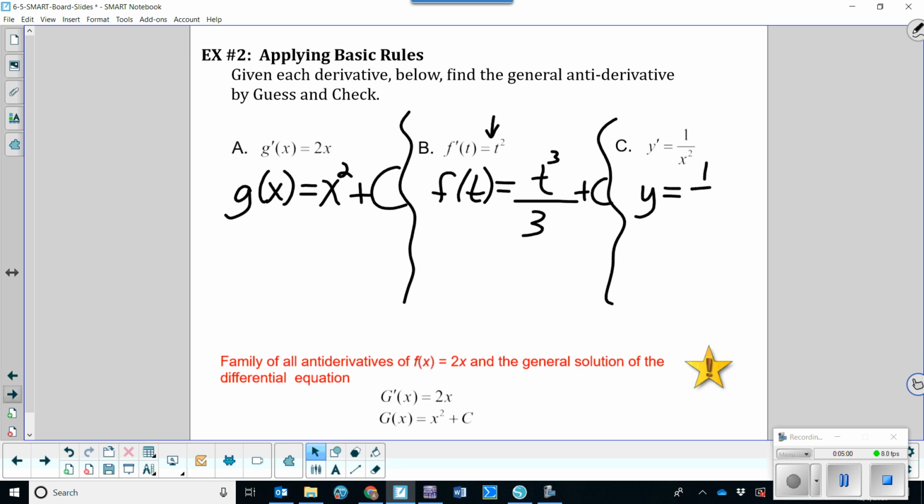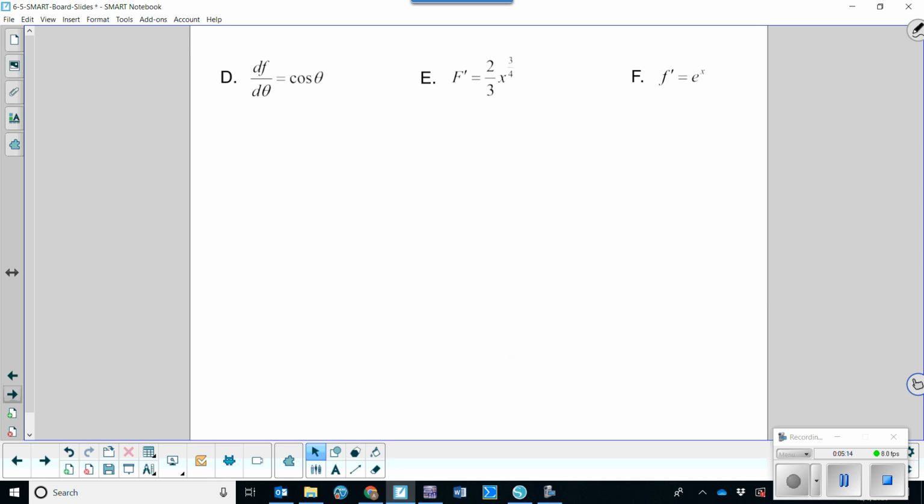Well, since the derivative of 1 over x gives you negative 1 over x squared, then this must have a negative to counteract that. And then, of course, as always, plus c. Okay? So we're going to do a couple more examples, and then we're going to look at the rules that we have and how we would actually do that to do our antiderivatives.